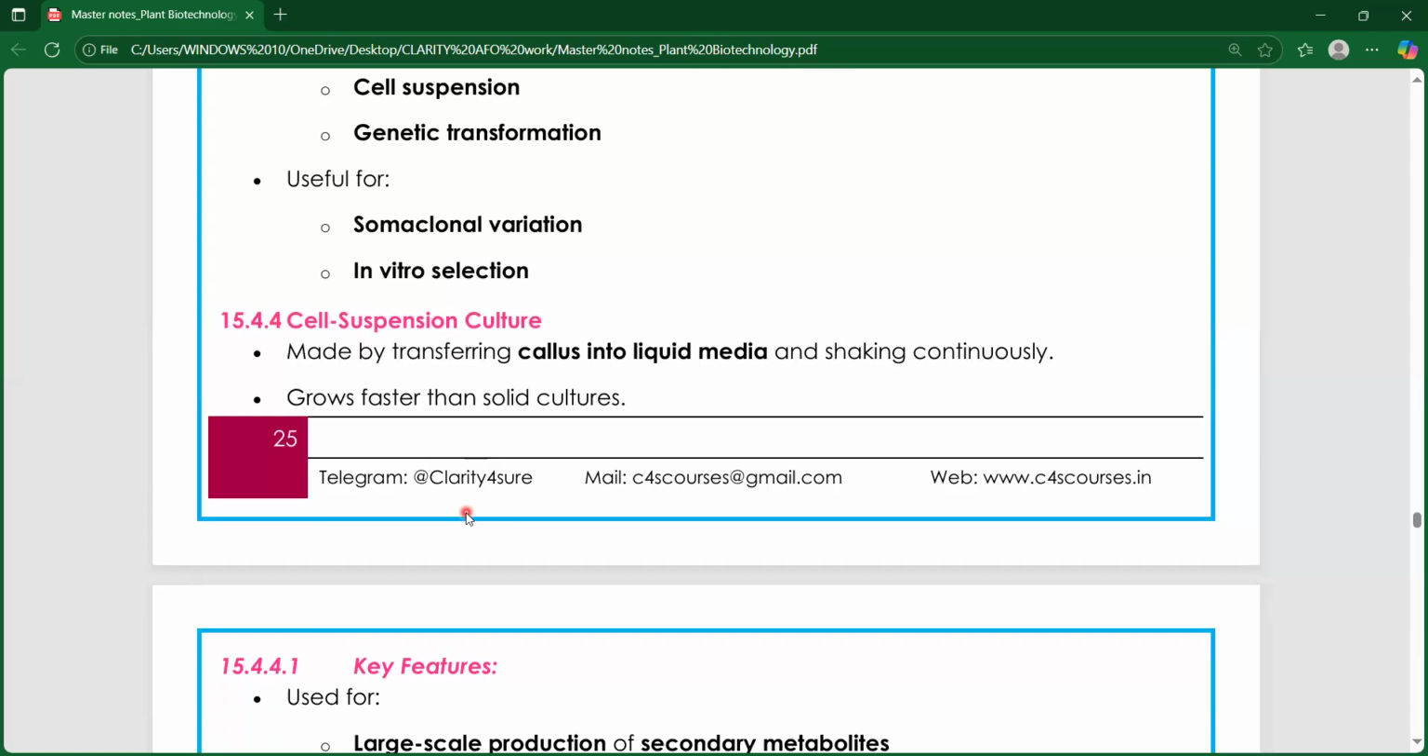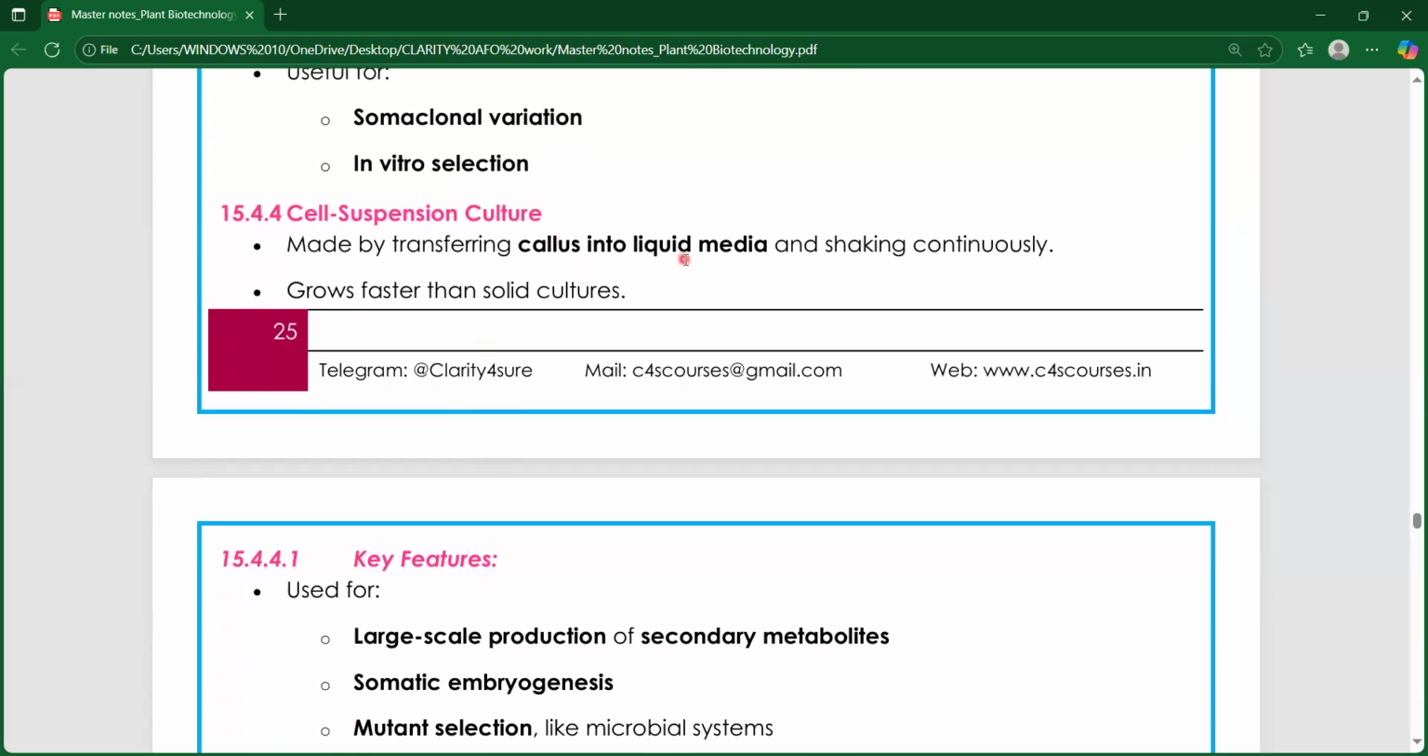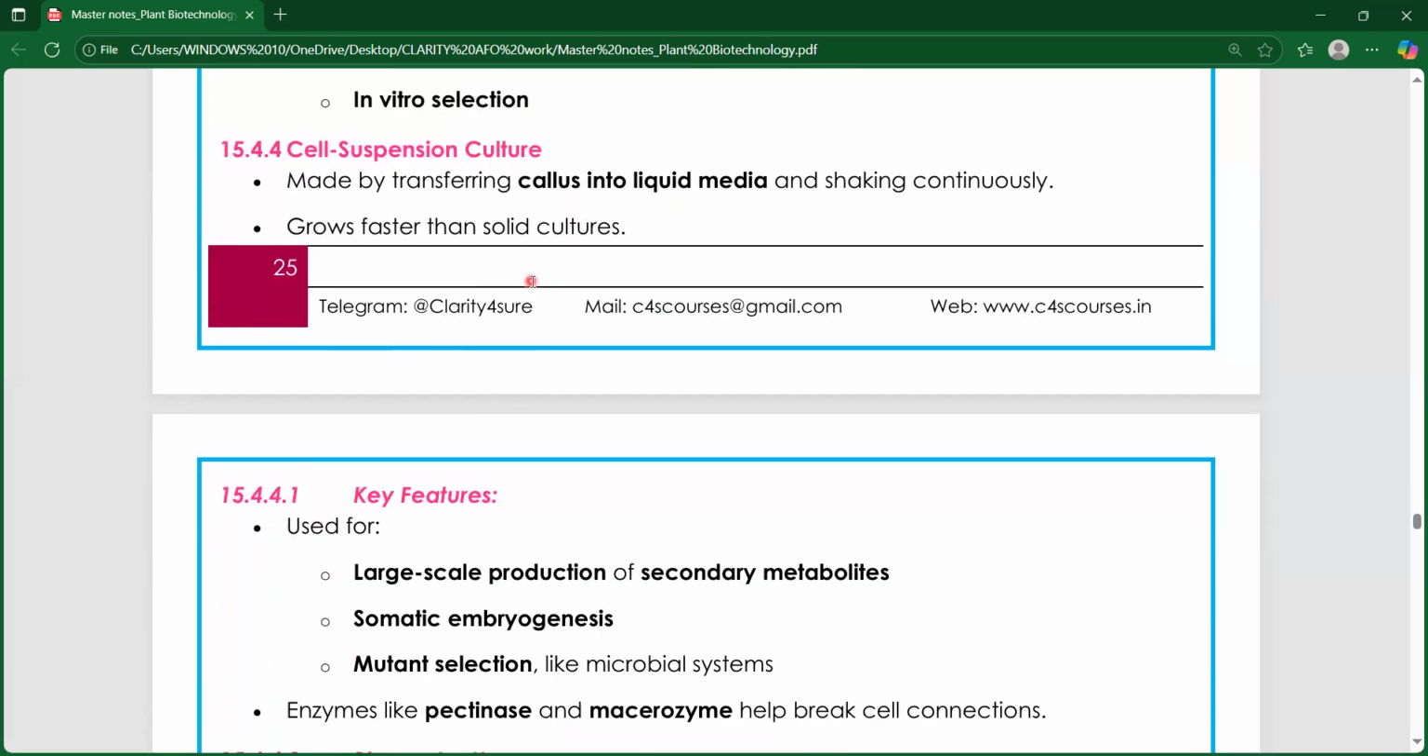Okay, now let's see what is cell suspension culture. It is a culture which consists of free cells, or small cell aggregates, suspended in liquid nutrient medium and which is agitated continuously to keep them uniformly distributed. Okay, so how can we establish a cell suspension culture generally?